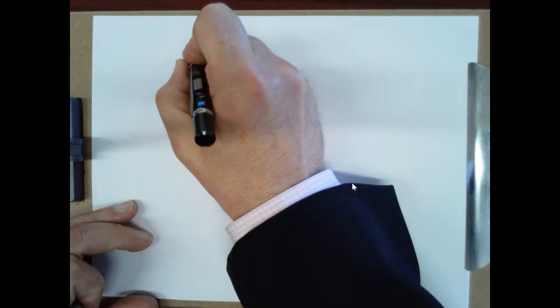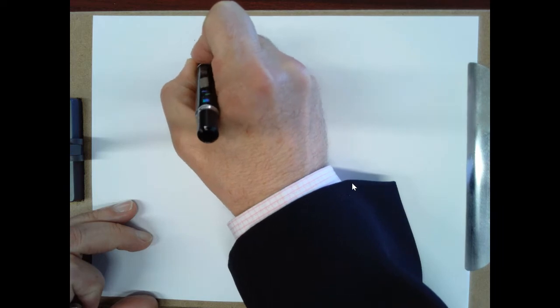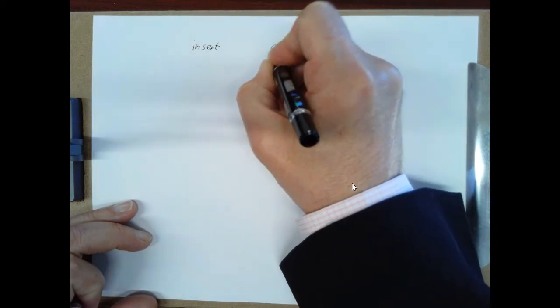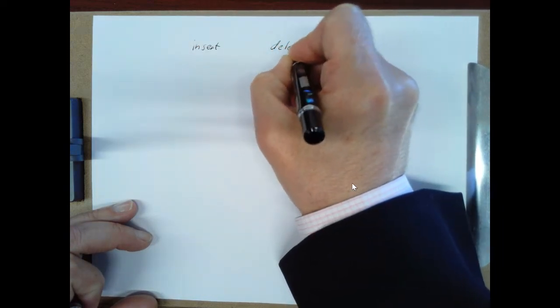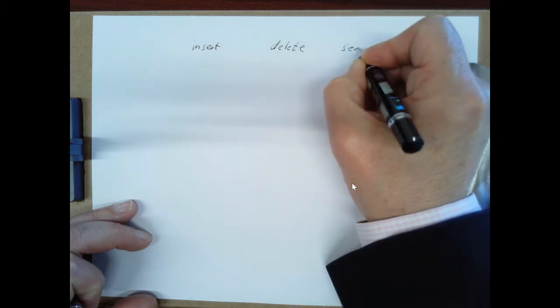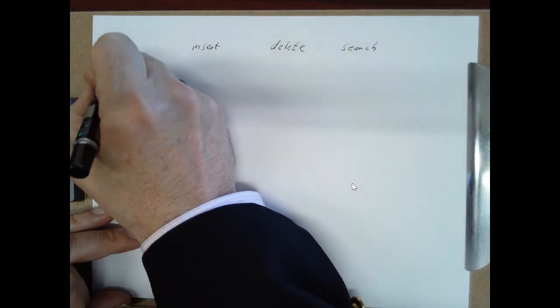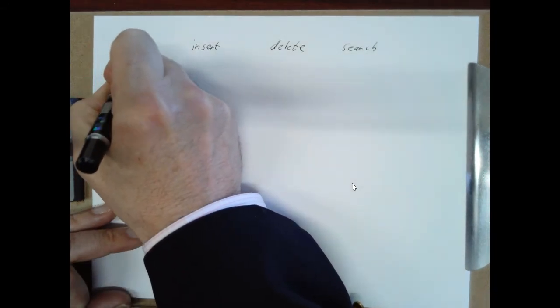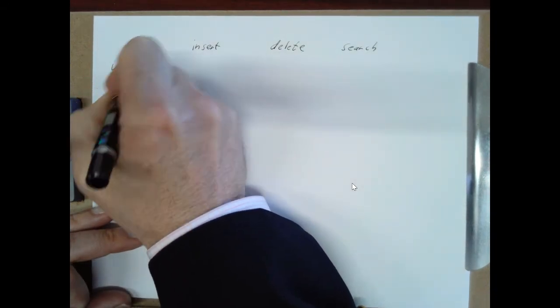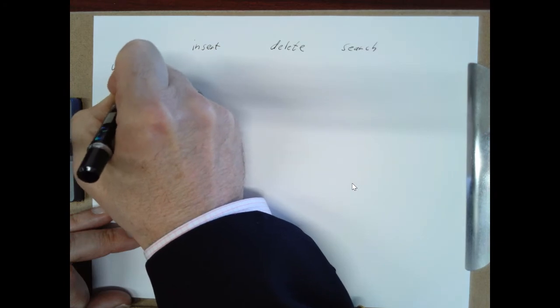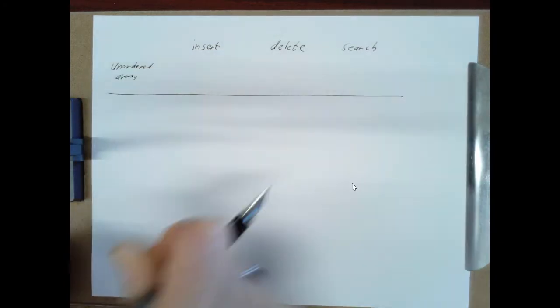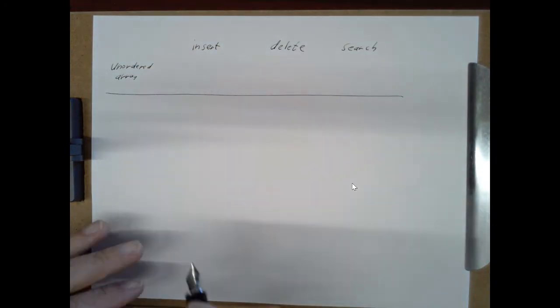So basically, our operations are insert, delete, and search. And we have an unordered array. So we don't care about the order of the things in this array.